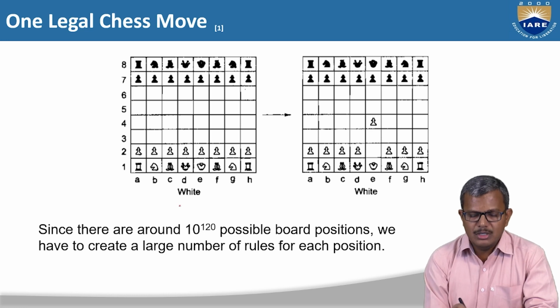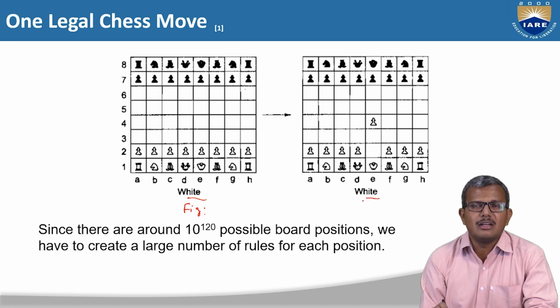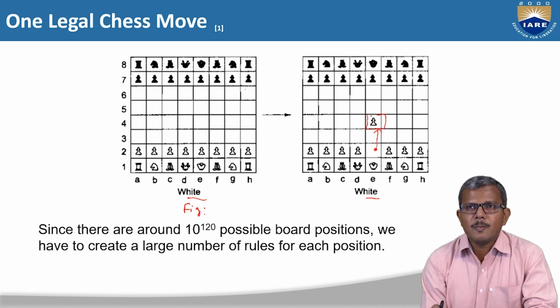This is a figure I have taken from the textbook, which shows one legal chess move. This is the initial state given to us, and this is the next state. In this case, we have moved this particular coin from this place to this place. So we have performed one legal move. In order to perform this legal move, for an AI agent you are supposed to write an appropriate rule. Whenever the AI agent applies that rule, it can make this soldier move from this point to this particular point.